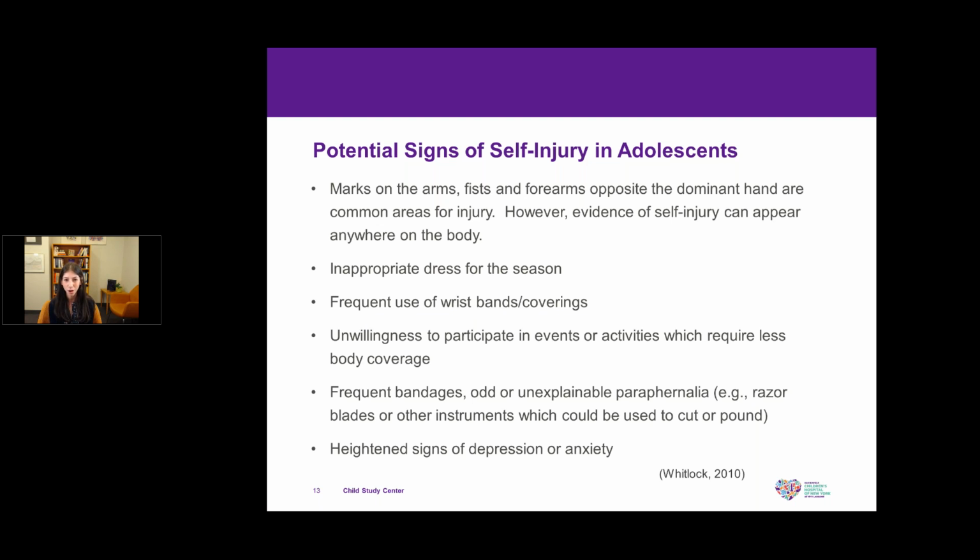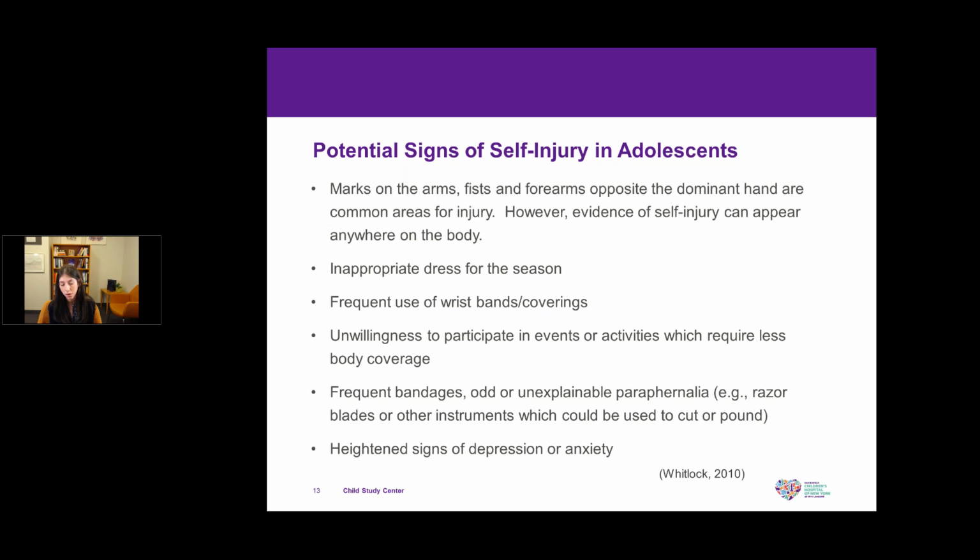Frequent use of wristbands or coverings. So an individual who's wearing a lot of wristbands taking up most of their forearm, that could be something to be thinking about. That said, there's a lot of teens who really like to wear a lot of wristbands or coverings. But again, just thinking about these factors generally. An unwillingness to participate in events or activities that require less body coverage.